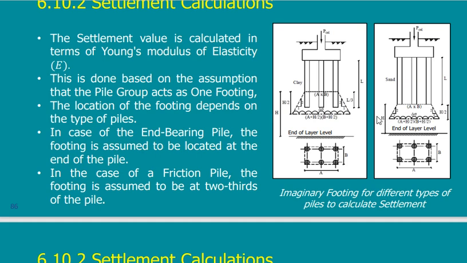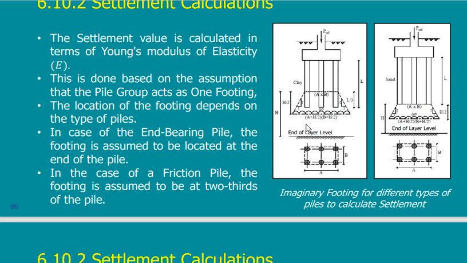So if I have H, I will use it. If I don't have H, I will calculate it to be twice the width of this imaginary footing. Okay, so this is H. From here to here, this is H, or from here to there, this is H.